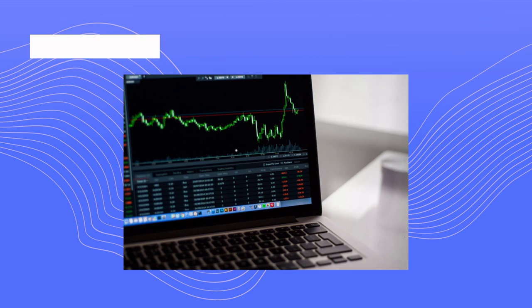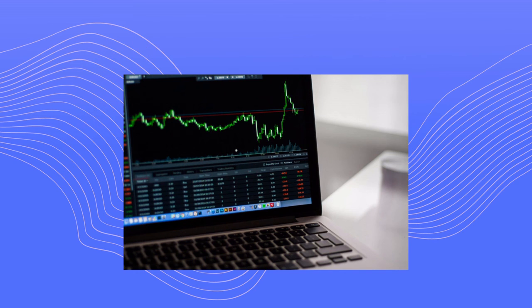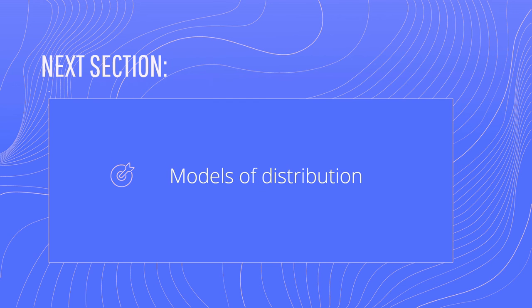Now, let's go back to finance questions. Why do we need a continuous random variable? Because the distribution of stock returns is continuous. We know that the real distribution of stock returns cannot be directly observed, not like the dice game. In the next section, we will talk about models of distribution that can describe the stock return.